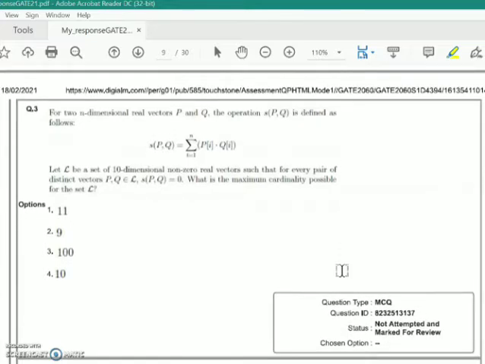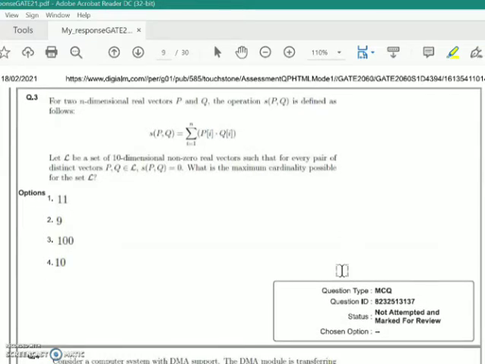I think it might be 10 cross 10, so 100 might be the answer for question number 3. The dimension, the maximum cardinality possible for the set L.